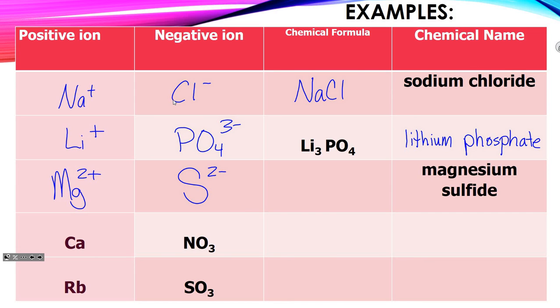Do I need to do anything besides smash them together to get 0? Plus 2 minus 2 already adds to 0, right? So I'm just going to smash them together. Mg, S, done. So can you explain how the Li and the PO, how you move all that stuff?